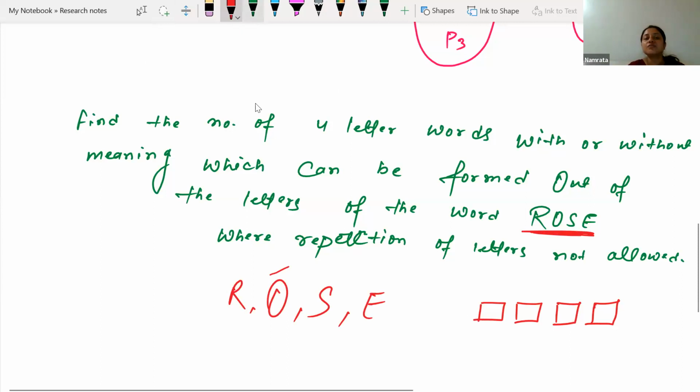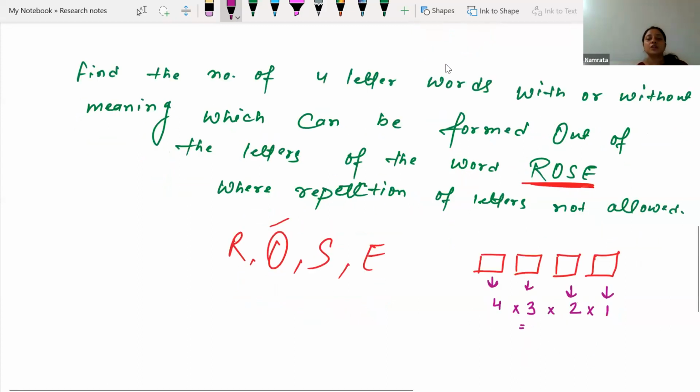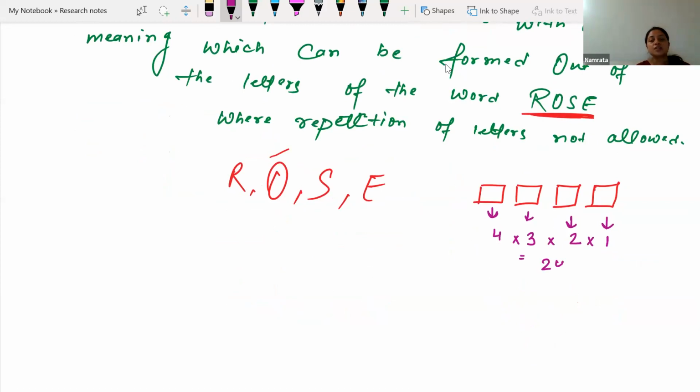Again, here we are going to use the fundamental principle of counting. For the first box, how many possible cases will be there? Four. For the second box? Three. For the third box? Two. Perfect. And for the last one, only one. The fundamental principle of counting says to multiply all of them together to get the total number of occurrences of the event. So 4 into 3 is 12, times 2 is 24, into 1, 24 ways to arrange this word without repetition.